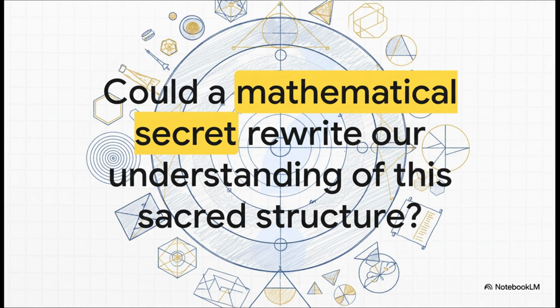And so it leaves us with this one kind of mind-blowing question. Could it be that a mathematical secret, a code hidden in plain sight in an ancient text, could actually rewrite our entire understanding of one of history's most sacred structures? Was the key not just faith, but also a math problem that's just been waiting all this time to be solved?